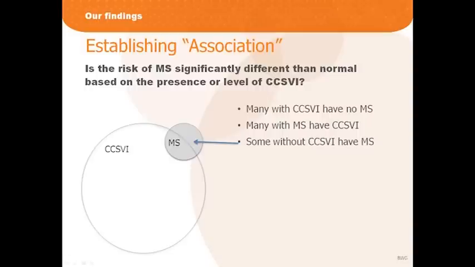So what this means is that CCSVI, the presence of this hemodynamic abnormality, is not necessary to have MS, because we have MS patients with no CCSVI, but at the same time it is not sufficient, because we have subjects with CCSVI who do not have MS. However, based on our data up to now, we do have clear information that MS patients have CCSVI more frequently than the healthy population.